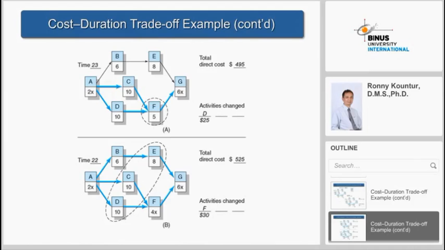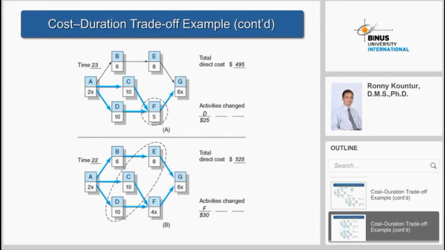So because of that, when we see all the critical paths, the smallest slope is F. So let's reduce F by 1, from 5 to 4. When we reduce F by 1, there will be an additional cost of 30 because the slope of F is 30. So the 495, we add 30, it becomes 525. So the total cost increased to 525 while the time reduced to 22. That is when we reduce the activity F.